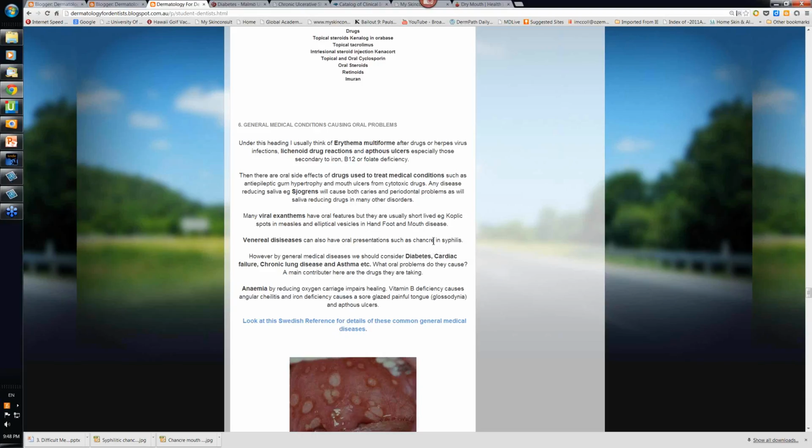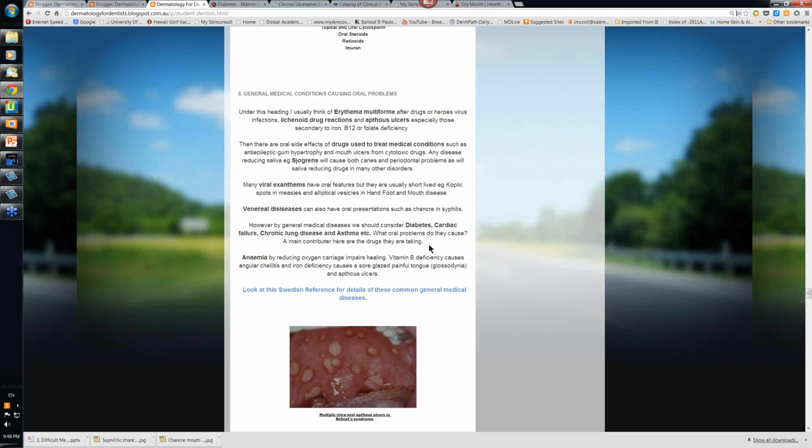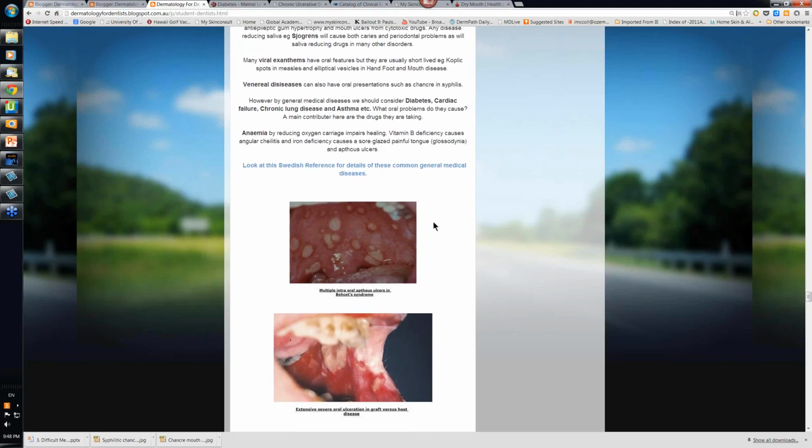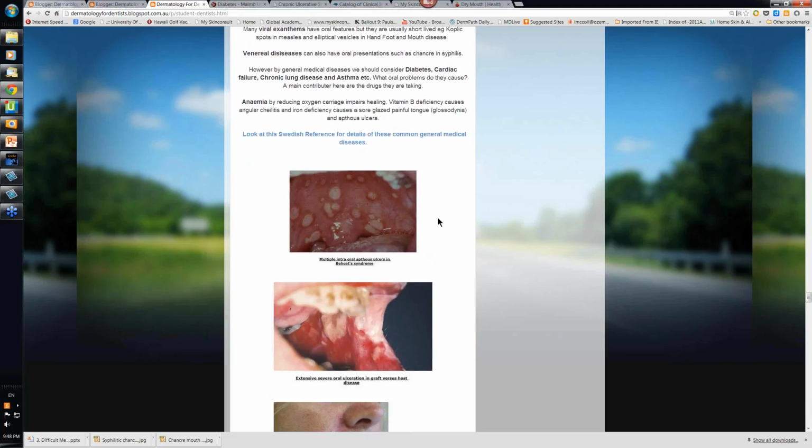So remember, you may look at this and think, is that an SCC? But it's not going to be painful. You may look at it and think, is that a giant Sutton's ulcer? But it's not going to be painful either, because the chancre in primary syphilis is painless. And there'll be local lymph gland enlargement as well. Let's have a look at some of these pictures that we've got here.